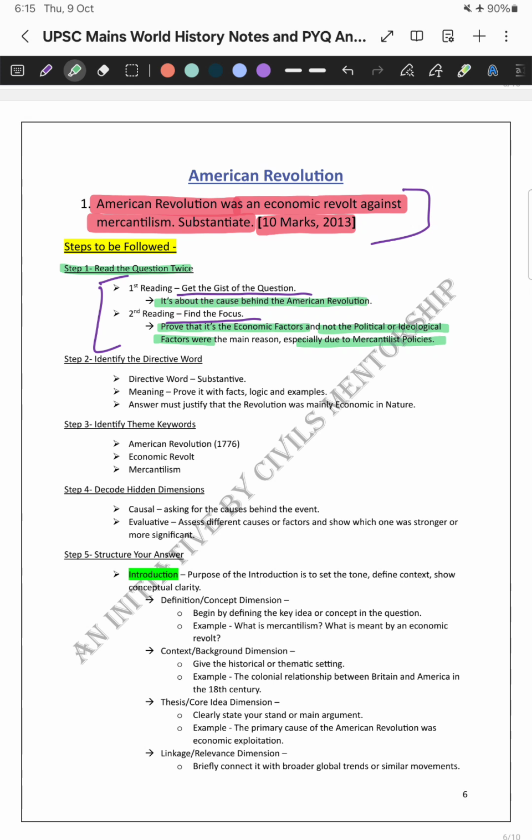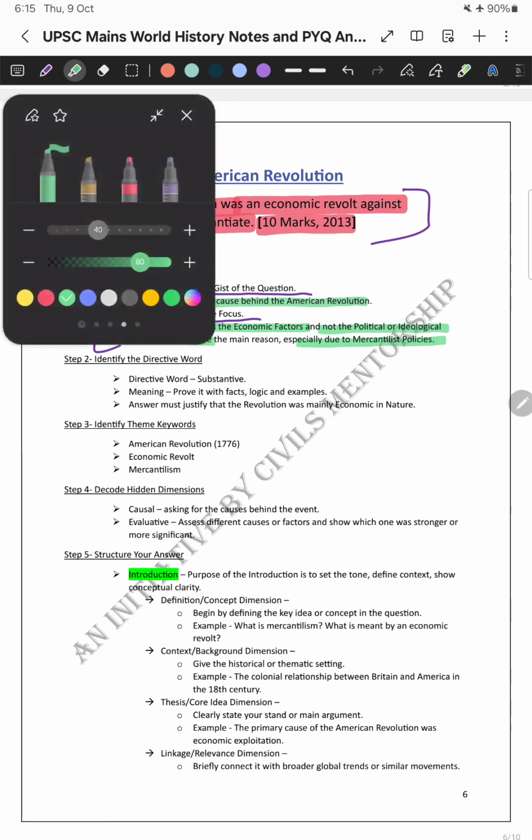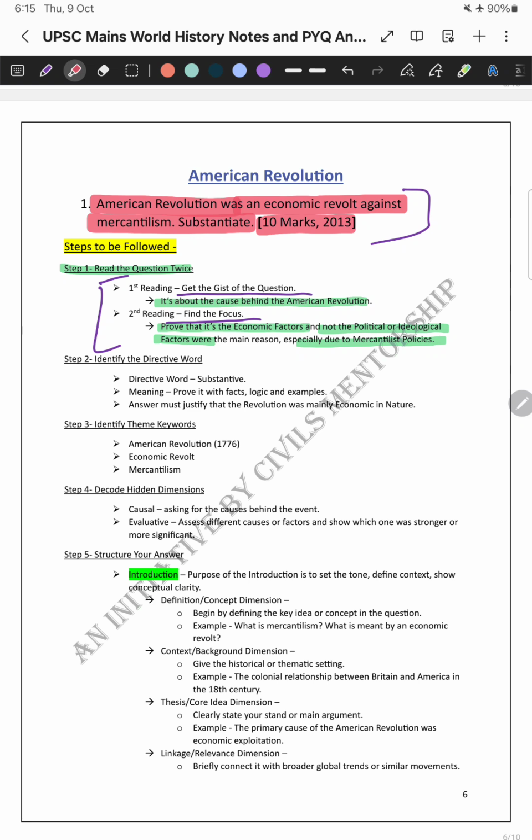Okay, I hope you are writing down all these particular things, whatever we are discussing over here. So this was all about step 1. Now come to step 2. So what does step 2 mean? Step 2 is you need to identify the directive word.